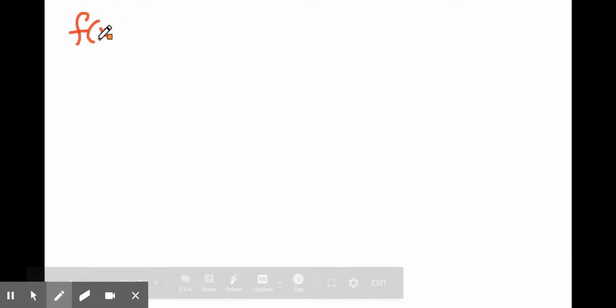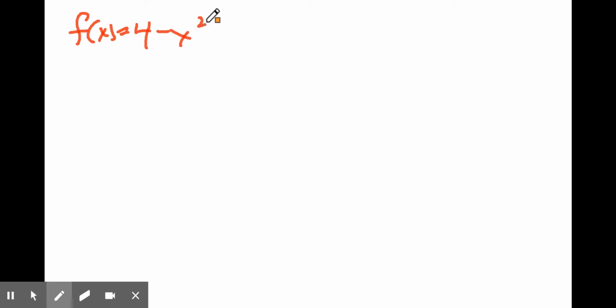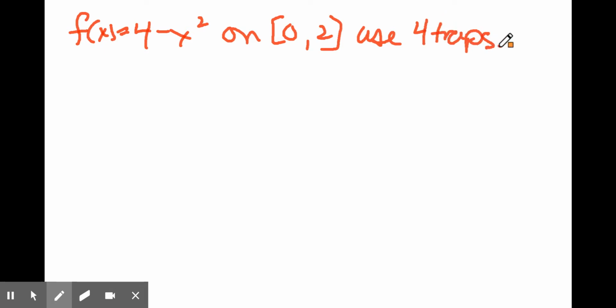All right, so we'll go back to our old faithful here again. We just did it a minute ago. Let's try 4 minus x squared on 0 to 2. We'll use 4 trapezoids, I guess. All right, we'll use 4 traps. So delta x in this case is going to be 2 minus 0 over 4. It's going to be a half again.